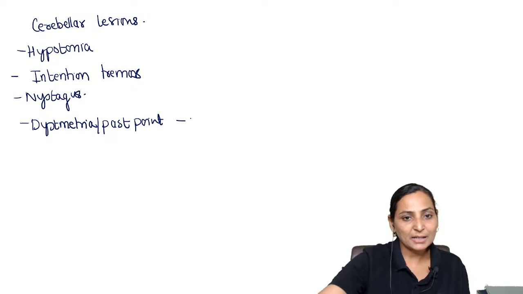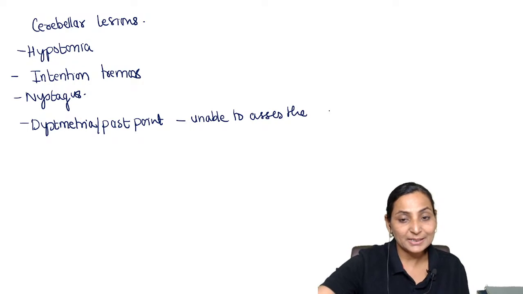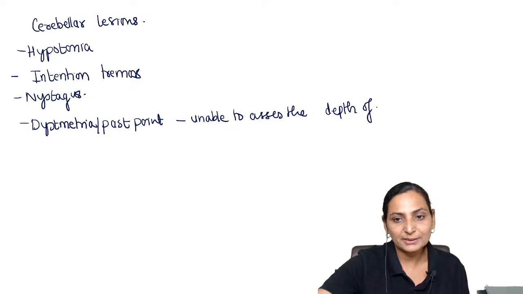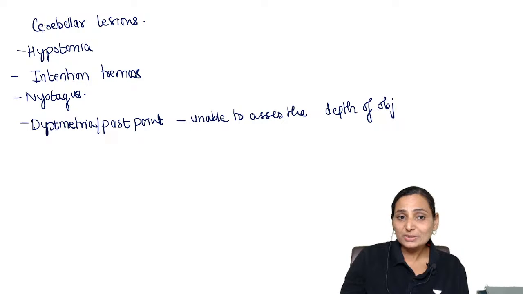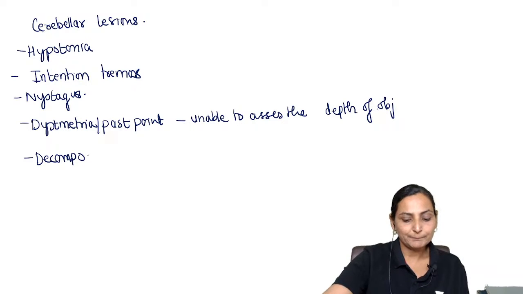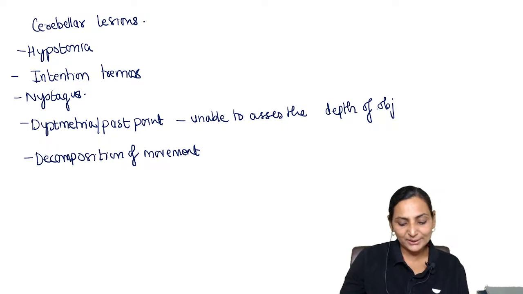That means the person is unable to assess the depth or distance of an object. So when we are performing the finger nose test, he is not able to perform this. Then there is decomposition of movement. That means if the person with cerebellar lesion has to reach up and pick up something, the movement will not be very smooth. He will perform the movement as if each and every joint is performing movement, so that smoothness will be lost because there is decomposition of movement.